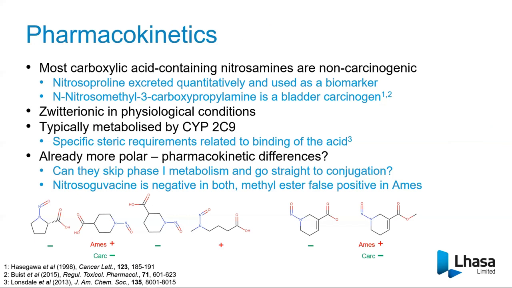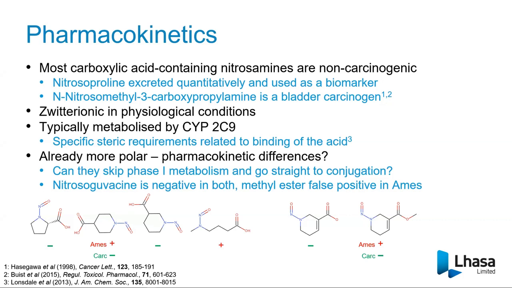So firstly, pharmacokinetics, and to really hammer this point home, the classic example will be the carboxylic acid containing nitrosamines. The majority of those that we have data for are non-carcinogenic, and indeed nitrosoproline has been used as a biomarker. It's been excreted quantitatively. There are exceptions. Nitrosomethyl carboxypropylamine is a bladder carcinogen, not liver.